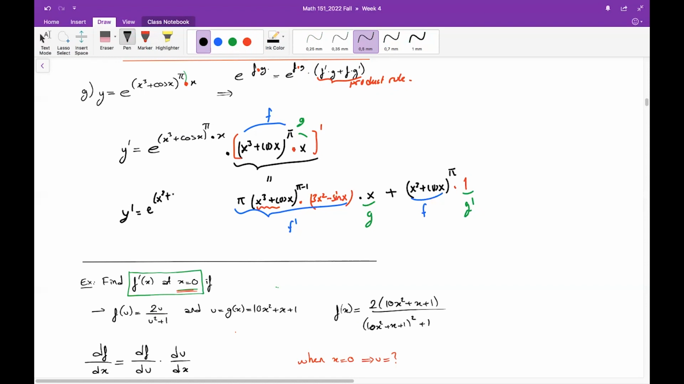e to the power x cubed plus cosine x to the power 5 times x, times this whole thing corresponding to the product derivative of the power. Okay, this whole thing is what? This is the derivative of the power function.